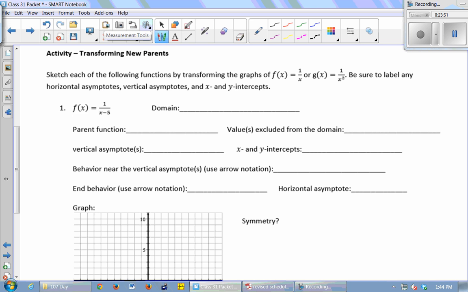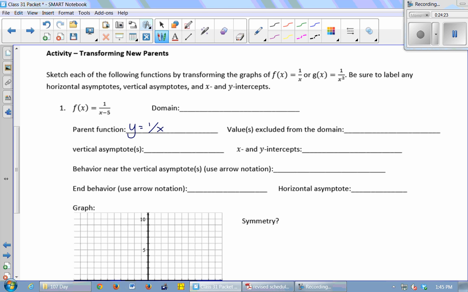All right, I want to transform the graph of 1 over x or 1 over x squared, right? So I've got 1 over x minus 5. What's the parent function for 1 over x minus 5? 1 over x. Good. Now, that minus 5, is that an inside change or an outside change? Inside. Great. It's a minus 5 inside, so what kind of transformation am I going to have?